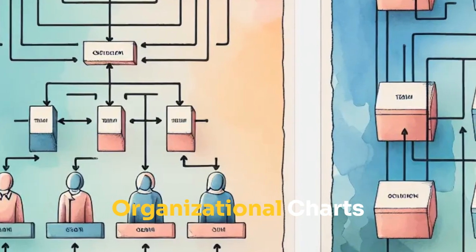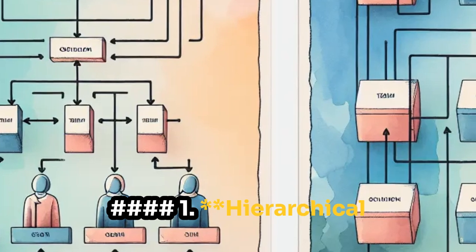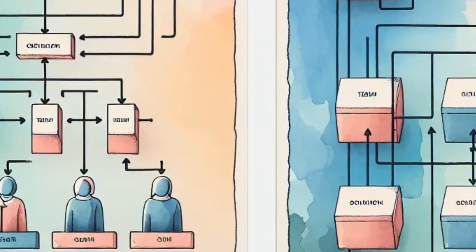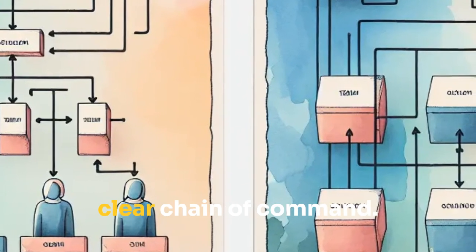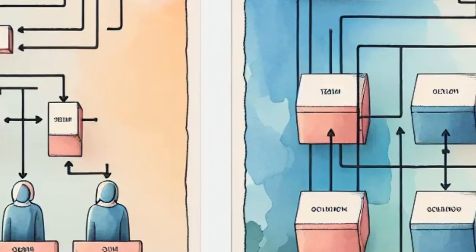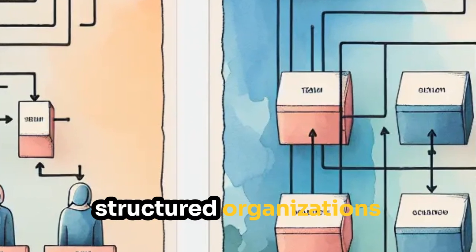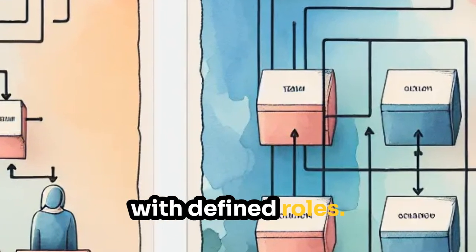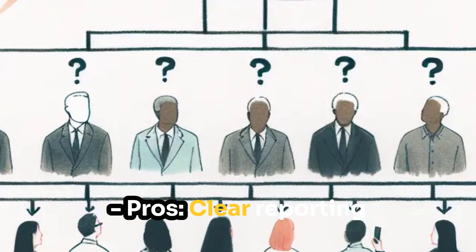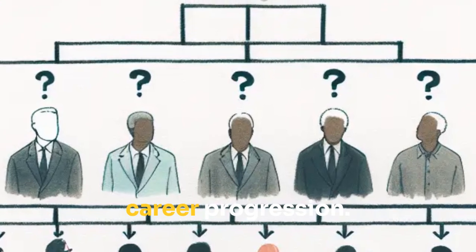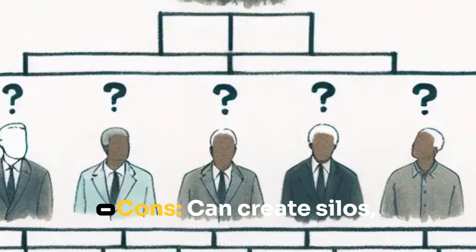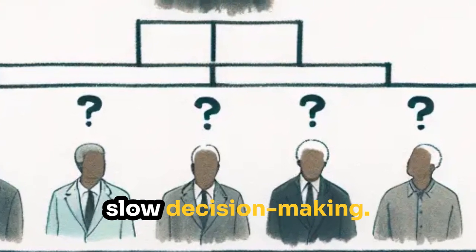Types of organizational charts. 1. Hierarchical org chart. The most common structure, showing a clear chain of command. Best for traditional, structured organizations with defined roles. Pros: clear reporting relationships, well-defined career progression. Cons: can create silos, slow decision-making.